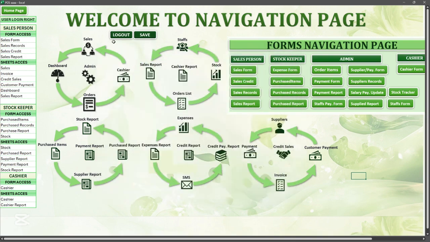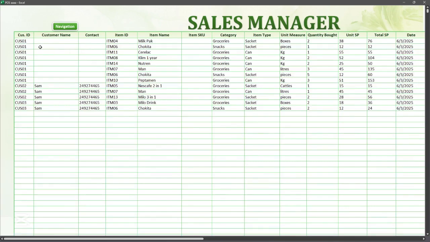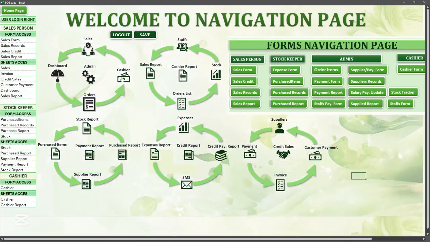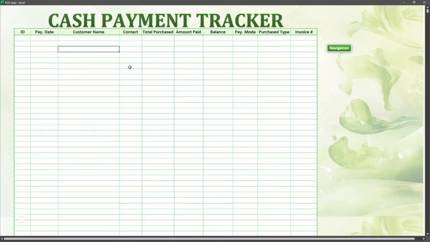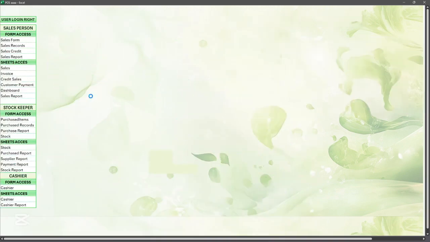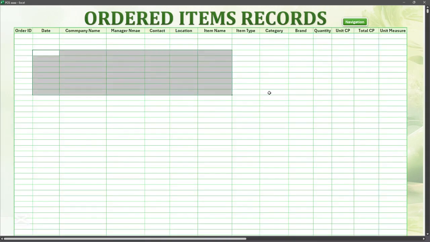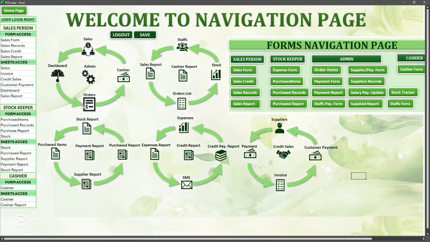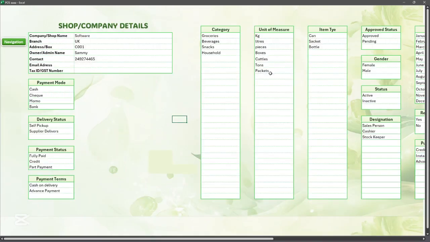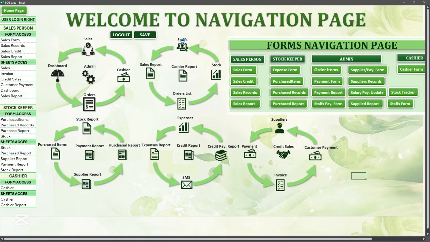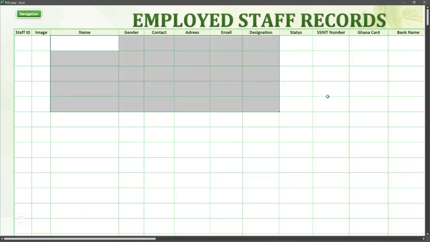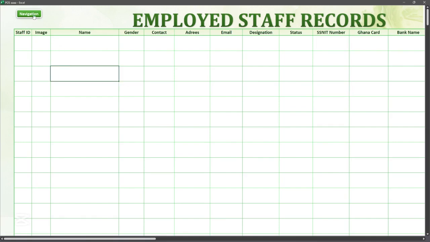And then we have the various sheets. We have the sales. Whatever sales you enter will be populated in this sheet for you. And then we have the cashier. This is for the cashier. All the information the cashier will enter will also be populated in this sheet. We have the orders. All the orders that you've made will be populated in this sheet. We have admin. So this is the admin page. We have for staffs. So this is the staff records.